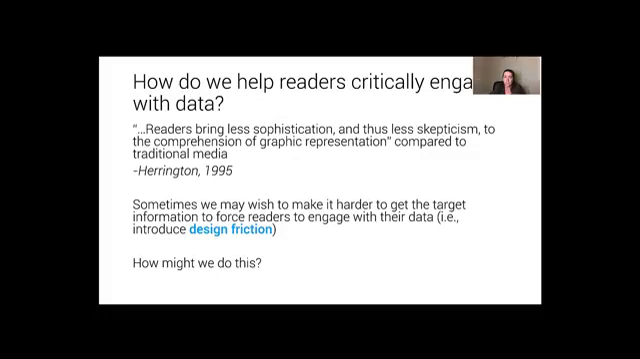Data has uncertainty. Data has bias, data has context, data has all of these messy things that make it inherently imperfect. And sometimes we want to slow people down and force them to think through their data. One of the ways that we can do this is through something called design friction. By introducing design friction, we can cause people to slow down and more critically interrogate the patterns and conclusions they draw from their data.